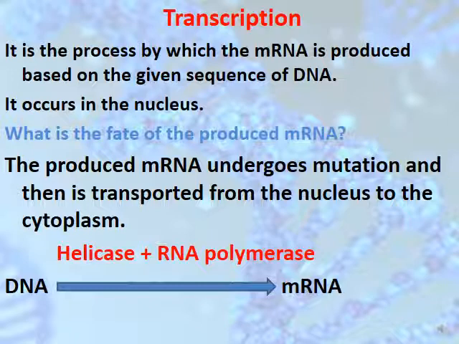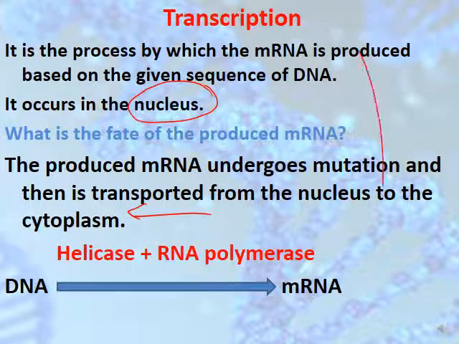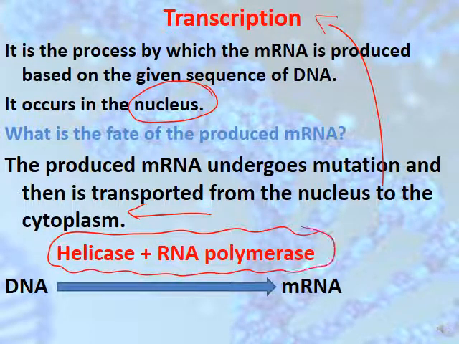What is transcription? As I said, transcription is the process by which the mRNA is produced based on the given sequence of DNA. It occurs inside the nucleus. What is the fate of the produced mRNA? The mRNA undergoes some changes, and it's transported from the nucleus to the cytoplasm. So DNA produces mRNA by the process of transcription with the help of helicase and RNA polymerase.